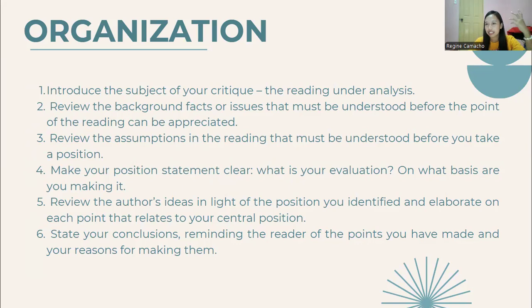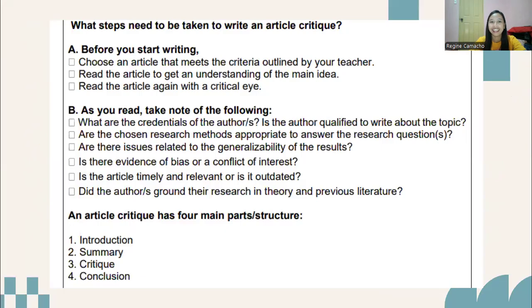I know it's still confusing, but I will give you an example later on. Okay? So here are the steps to be taken to write an article critic. Before you start writing, you have to choose an article that meets the criteria outlined by your teacher, of course. You have to read the article also to get an understanding of the main idea. And then read the article again with a critical eye.